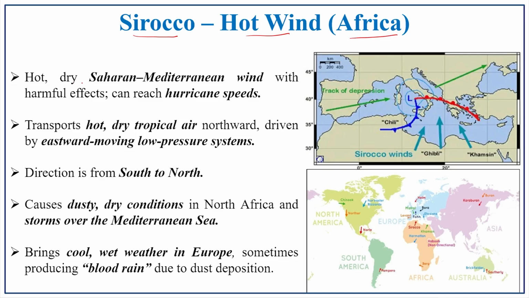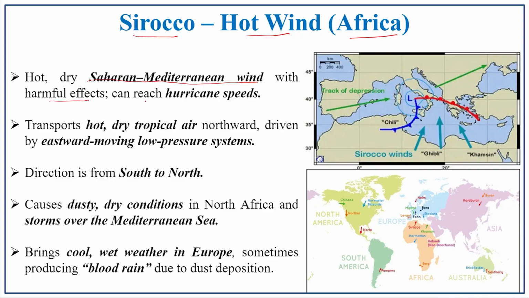This hot, dry Saharan Mediterranean wind gives a harmful effect. If it is from the Sahara, it is a desert region, so it will be very hot. There will be dust storms, and it can reach hurricane speed. So, the speed of the wind is also very high. The velocity is very high in this region.